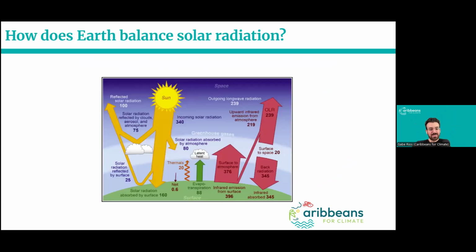So how does Earth balance the solar radiation, right? The sun keeps hitting us, but we don't keep getting hotter and hotter and hotter. So there has to be some balance going on. So we have this figure from Dennis Hartmann's Global Physical Climatology book, which we'll have a link to at the end of the presentation because we think this is a really good reference.